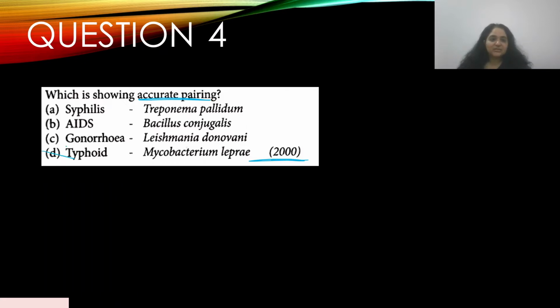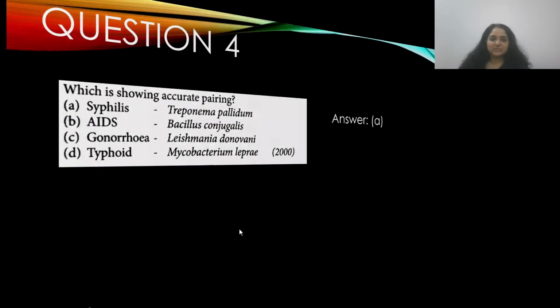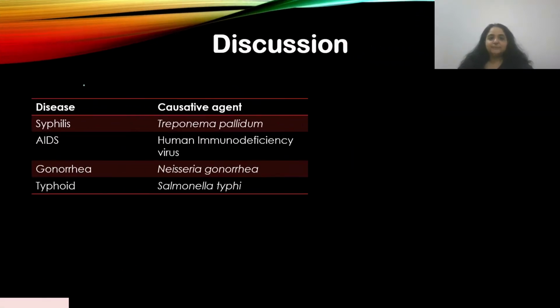No, that's incorrect. AIDS also incorrect. So it's actually syphilis, Treponema pallidum. Okay. So the answer is A. So syphilis is actually an STD, yes, sexually transmitted disease.